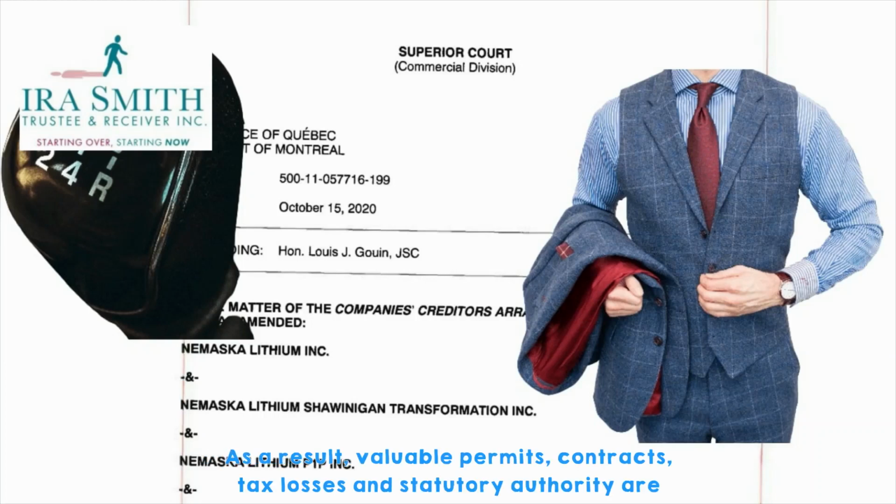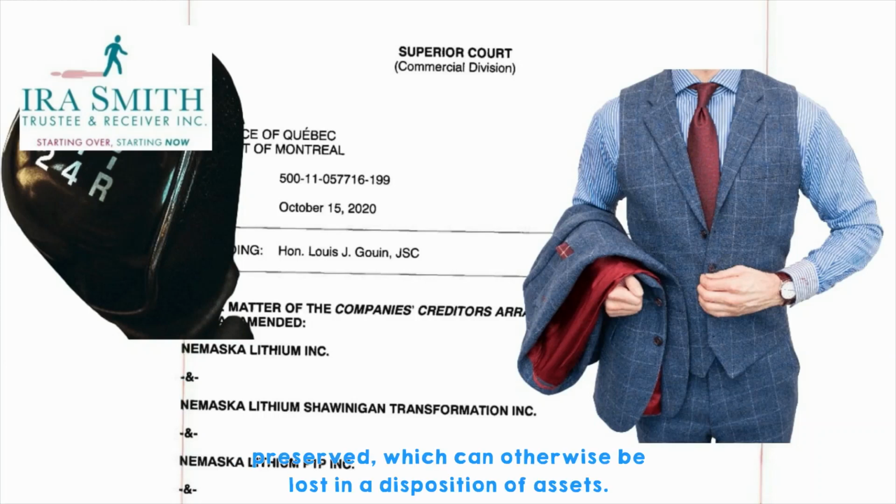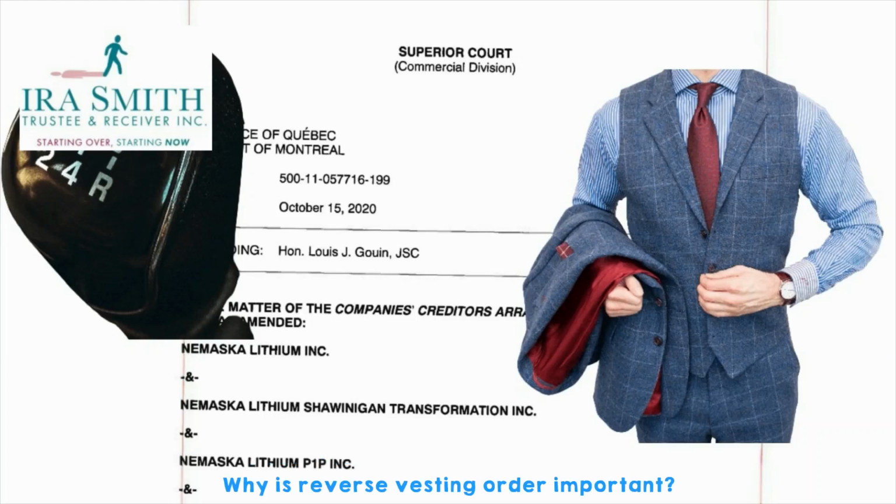As a result, valuable permits, contracts, tax losses, and statutory authority are preserved, which can otherwise be lost in a disposition of assets. Why is reverse vesting order important?